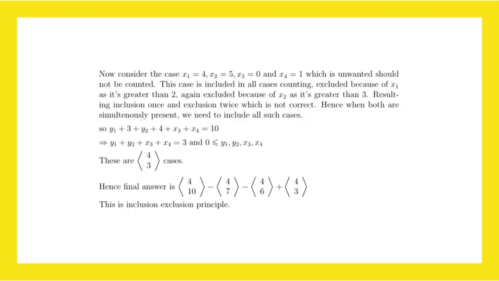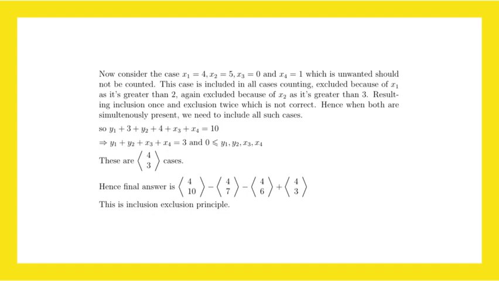So now consider a case when x1 is also greater than 2 and x2 is also greater than 3. That means x1 is equal to 4, say for example, x1 is equal to 4, x2 is equal to 5, x3 is equal to 0 and x4 is equal to 1. This particular case is counted in our 4 elbow 10 total counting. And you will find that because x1 is greater than 2, we have to subtract this case because of x1.